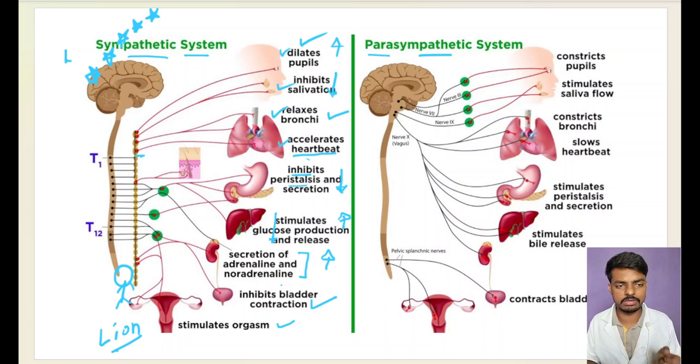What happens to peristalsis? When the sympathetic nervous system is active, peristalsis decreases. When parasympathetic activity increases, the peristaltic movement of the GI system, very importantly, increases. This is how you compare and study the sympathetic and parasympathetic nervous systems. Very important for your NORCET examination.